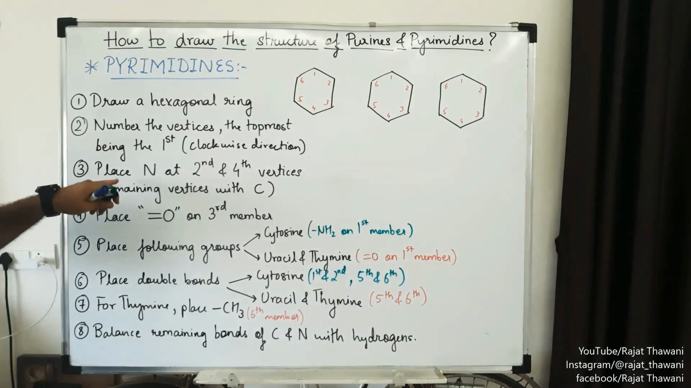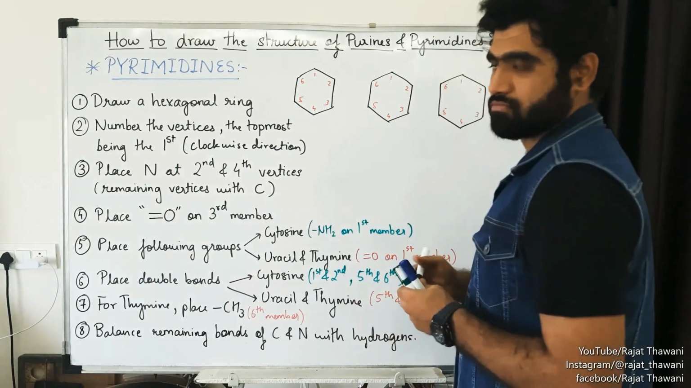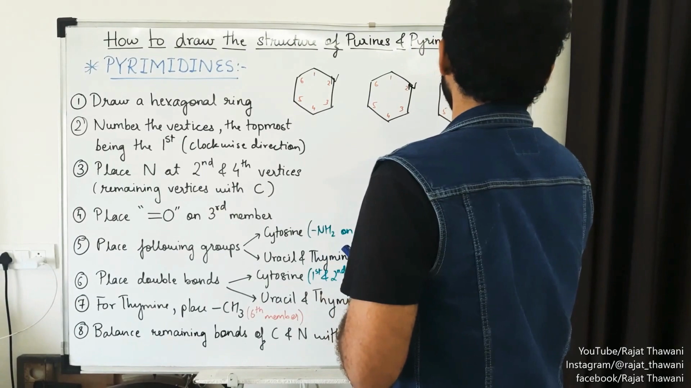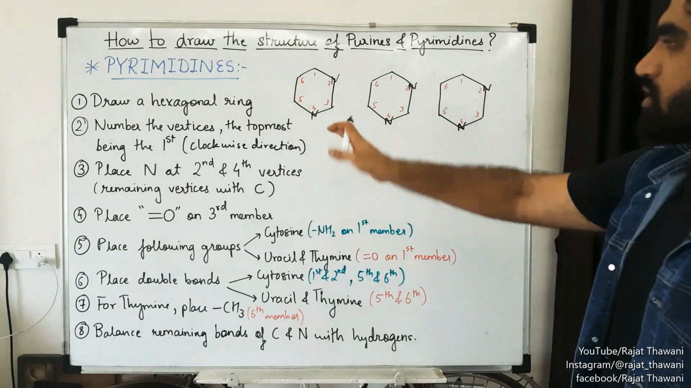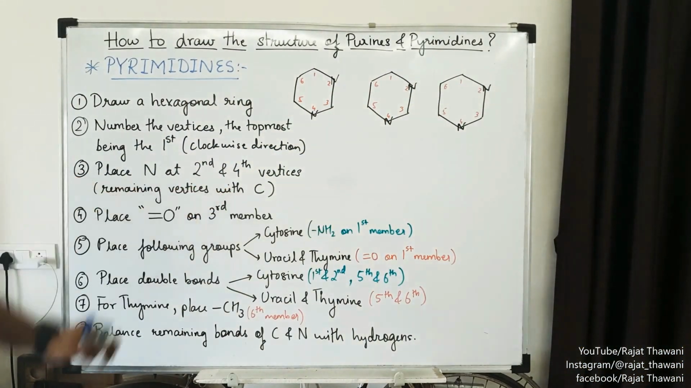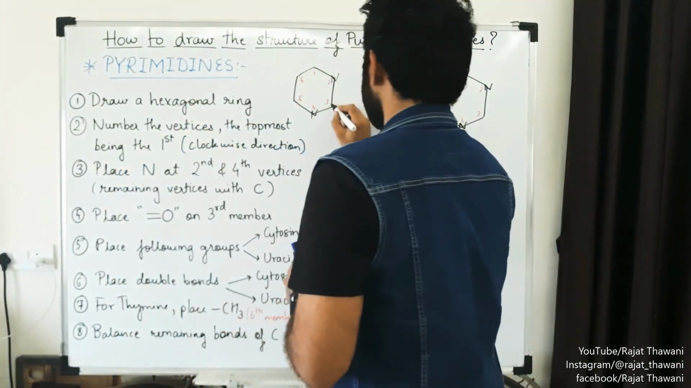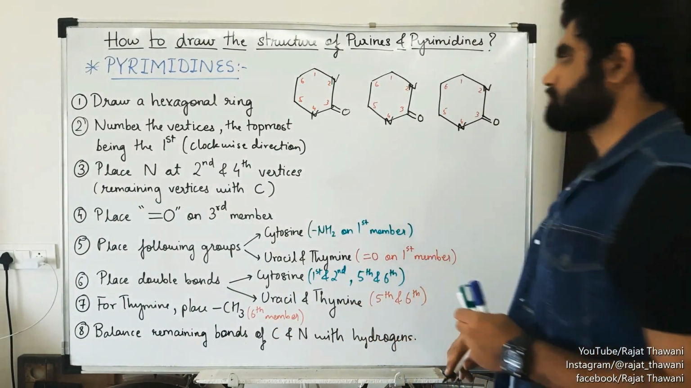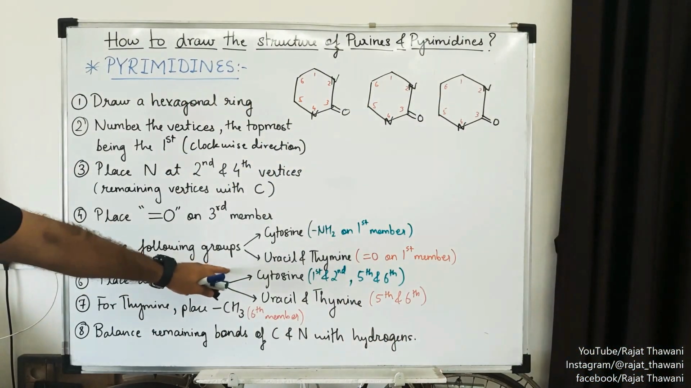The third point says place nitrogen at second and fourth vertex. See, after numbering it is easy to place at exact positions. So this is the second, here I place a nitrogen, and on the fourth, nitrogen. The remaining vertices will be filled with carbon atoms. Then place double bond O on third member for all of them. So double bond O, double bond O, double bond O. Okay, next place the following groups.